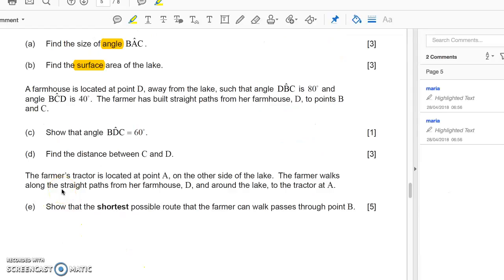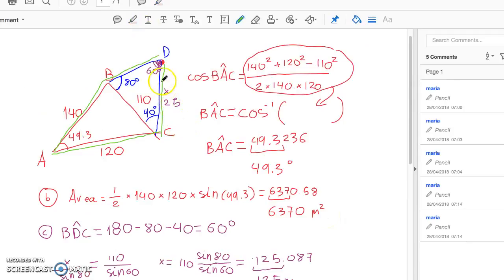The last question: the farmer's tractor is located at point A on the other side of the lake. The farmer walks along the straight path from her farmhouse D and around the lake to the tractor A. Show that the shortest possible route that the farmer can walk passes through point B. So what they're asking here is to compare what is shortest: to go this way, DBA, or to go that way, DCA. And they tell us to prove that the shortest is this one, the upper one.